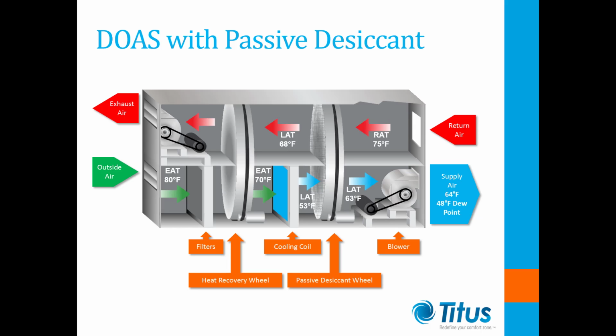The air leaves the chilled water cores at around 53 degrees before passing into the passive desiccant wheel, which removes moisture and adds some sensible heat. The air is sent to the building at around 64 degrees dry bulb and a 48 degrees dew point. This dry and relatively warm air is useful for reducing reheat in chill beam system designs.